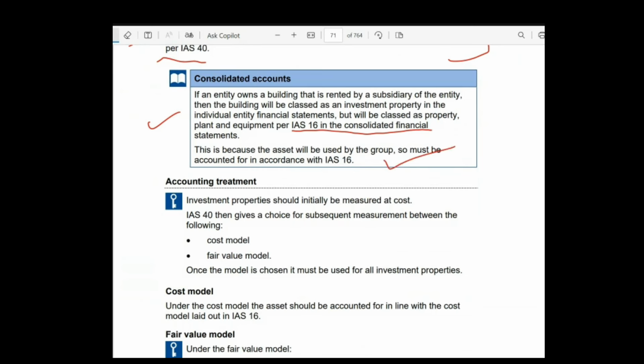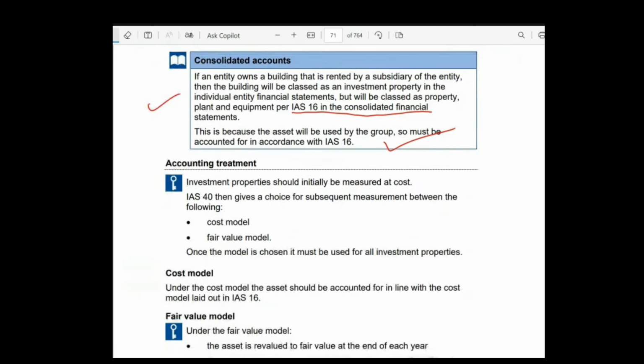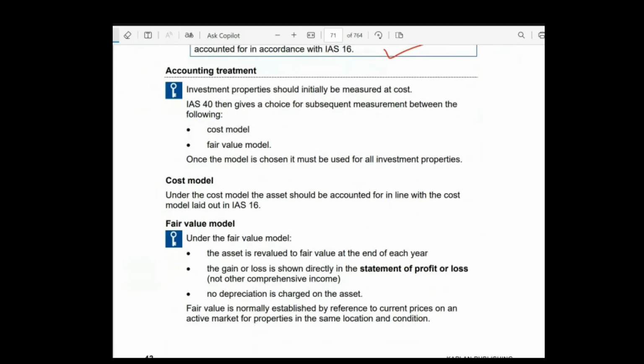each year. The gain or loss is shown directly in the statement of financial position. No depreciation is charged on the asset. Fair value is normally established by reference to current prices. This rule will also be applicable as per the active markets for property in some location and condition.